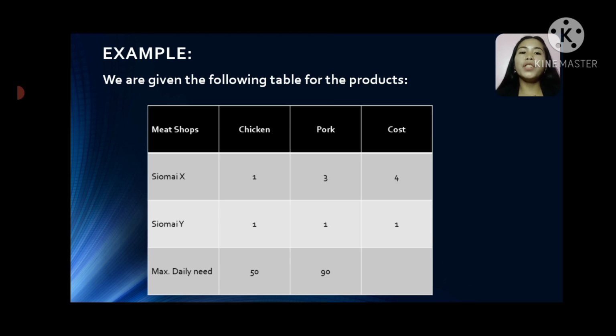For the stock of chicken, siomai X have 1, siomai Y have 1. For the stock of pork, siomai X have 3, and siomai Y have 1. For the cost of each siomai, siomai X costs 4, siomai Y costs 1. For the maximum daily need, Bronson's Anli Siomai needs 50 stock of chicken and 90 stock of pork.